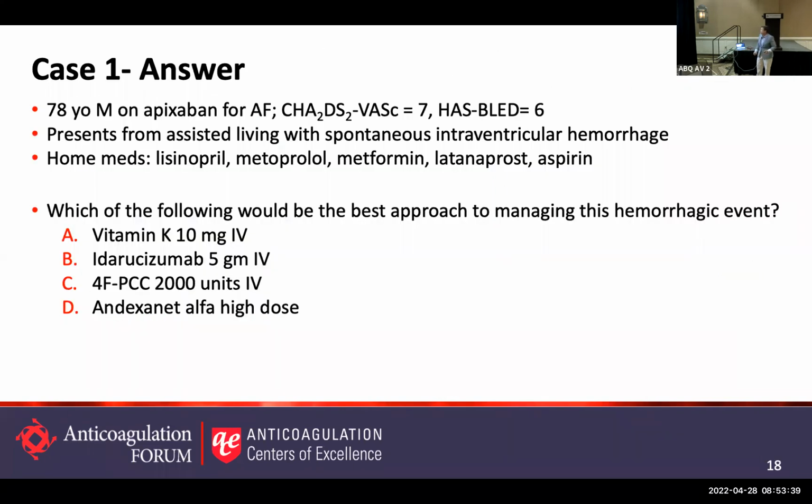All right, so getting back to our case, good job. We're not going to give vitamin K. It doesn't work to reverse DOACs. Idarucizumab is specific to dabigatran. And you wouldn't want to just blindly give Andexanet alfa high dose. You've got to talk to the patient, talk to the family, find out time of last dose, et cetera, and then you can make an informed decision. So here, C, fixed dose PCC would be the best answer.